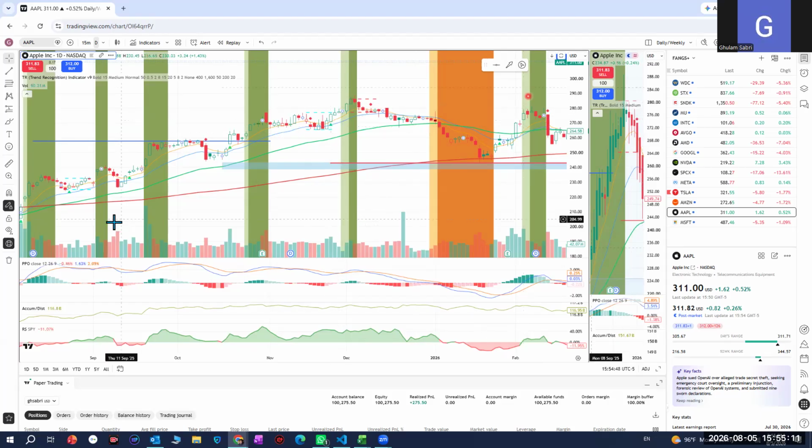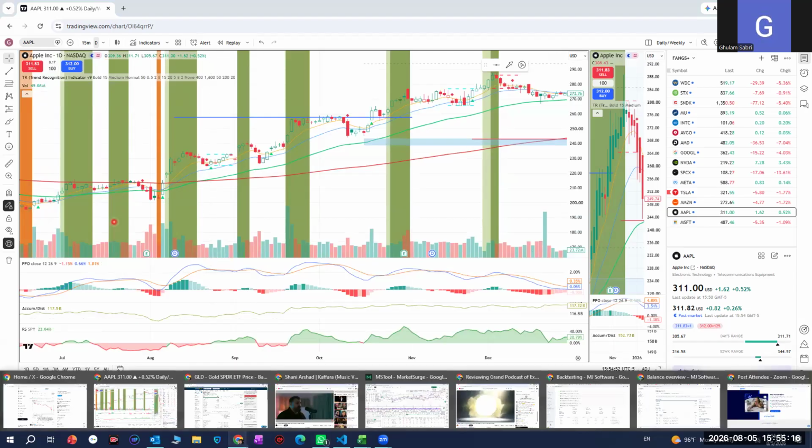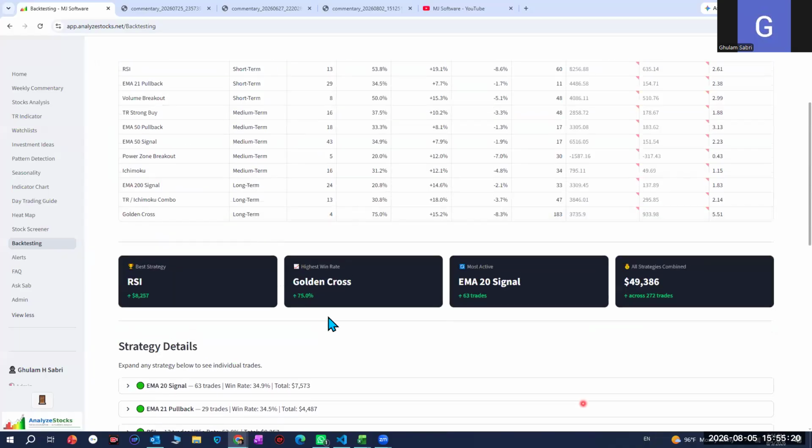So you see, if we pick according to the backtesting algorithm which the software gives you, it tells you that the highest win rate for Apple has been the Golden Cross over the last 5 years, and the best strategy to trade is with the highest, which is RSI. Most active is this. So we need to look for these strategies. But this is not enough.